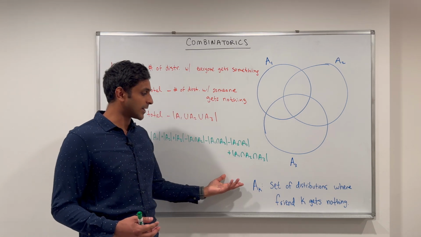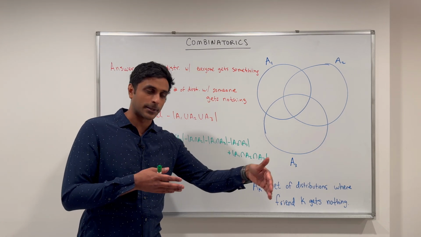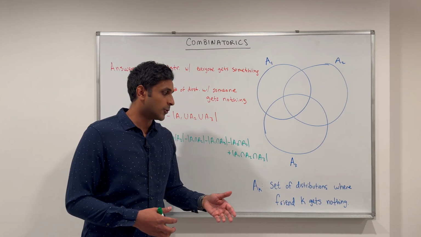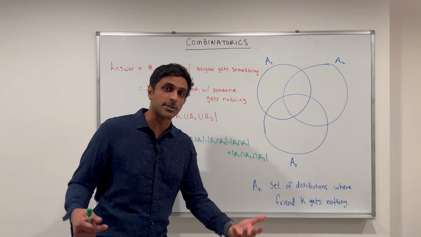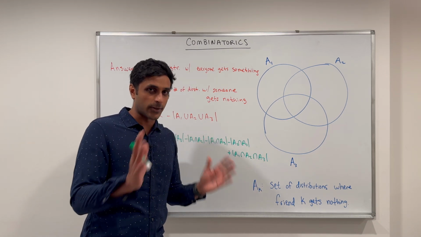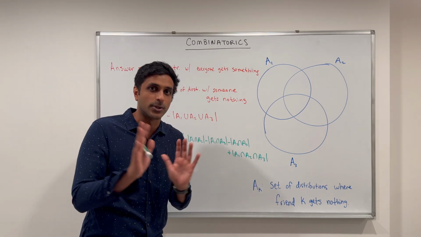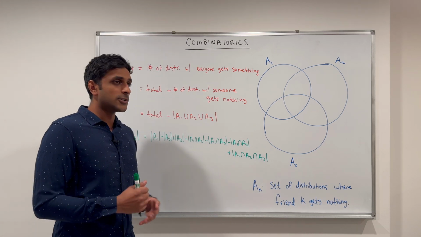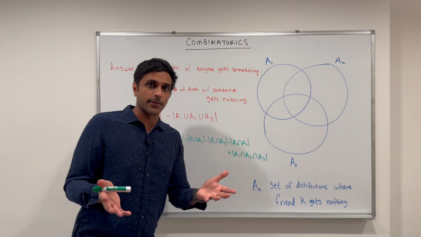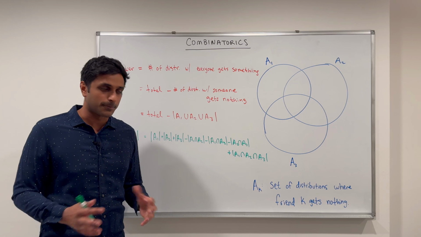Well, we can use the language of sets. So let's say that your friends are friend 1, friend 2, and friend 3. And let's define A sub k as the set of distributions where friend k gets nothing. So A sub 2 is the set of all distributions where friend 2 gets nothing. Okay? It doesn't say anything about what friend 1 or friend 3 get, it's just that friend 2 gets nothing. That's what A sub 2 is about. So if we want to think about all of the distributions where someone gets nothing, that corresponds to the set A1 union A2 union A3.